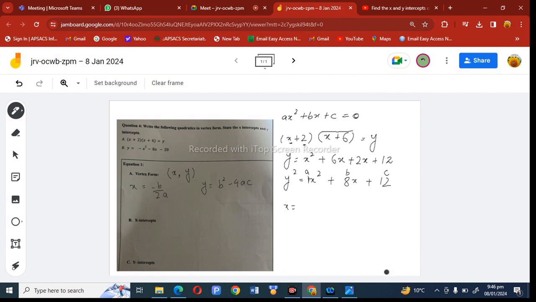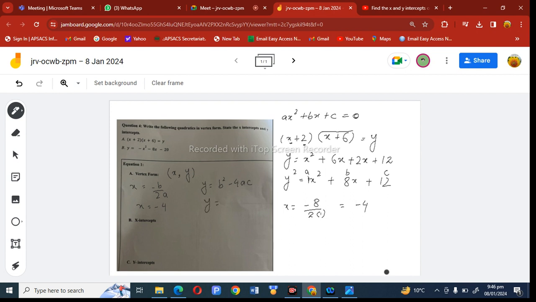So what is b? It's 8. So it's minus b, so you write minus 8 over 2a. A is, as you can see, there is no coefficient, so it's 1. So you will get 1. When you solve it, you will get negative 4. Sorry, in the vertex your x is negative 4.